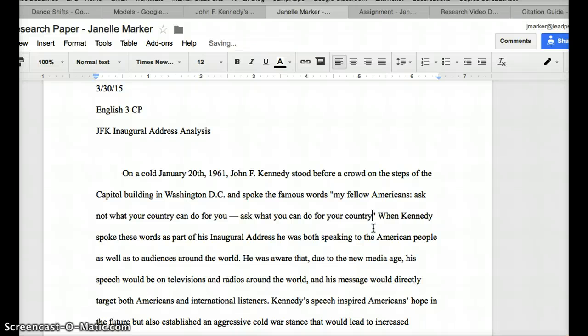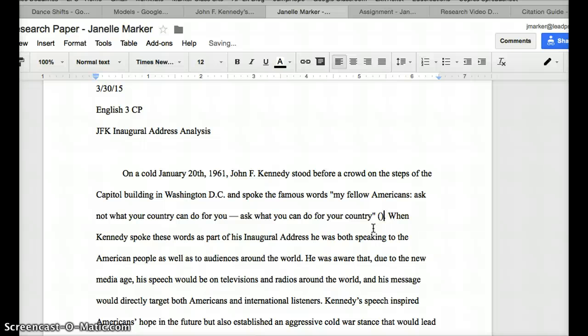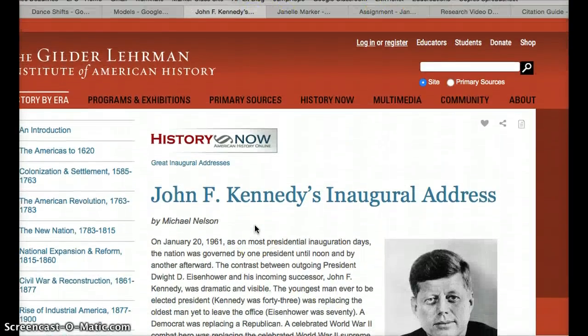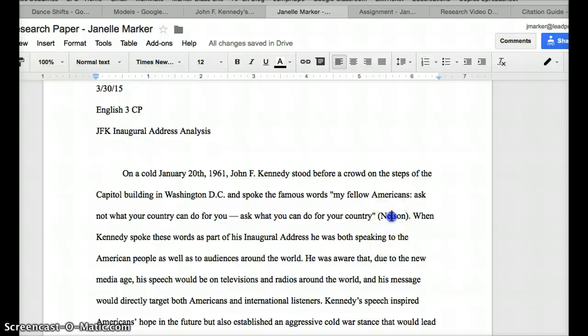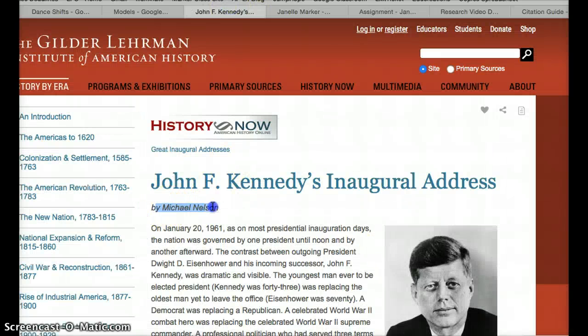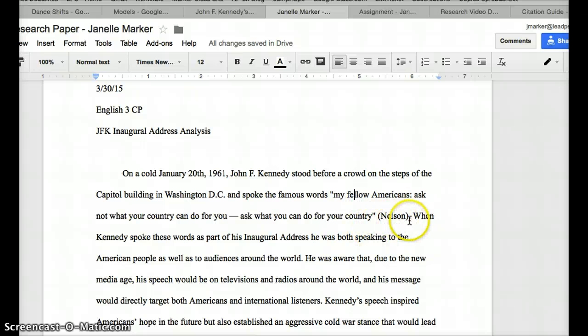So when you're doing citations for a quote, anytime you've quoted something, the quotation mark goes at the end of the quotation, and then you put the citation outside with the period at the end of the sentence. It's going to look like that, with the citation in these parentheses. The citation is going to be the last name of the person who wrote the source. If it were a book, I would put a page number here, but since this was an online source, there aren't really page numbers. All I have to put is the author's last name, Michael Nelson's last name. So that's what that should look like.